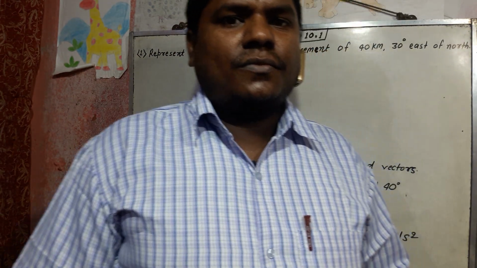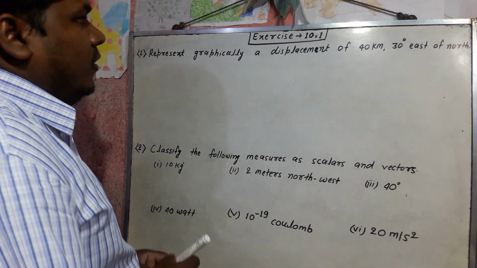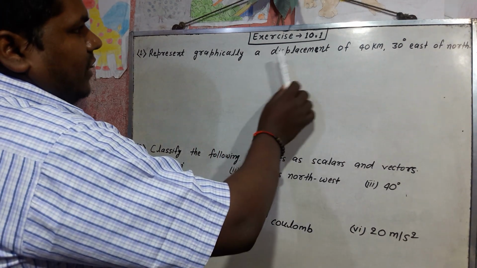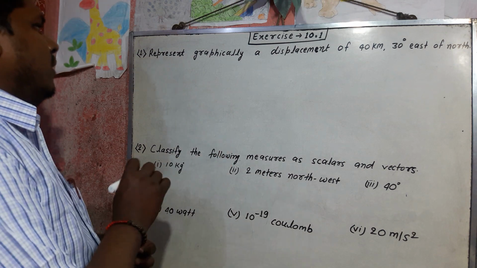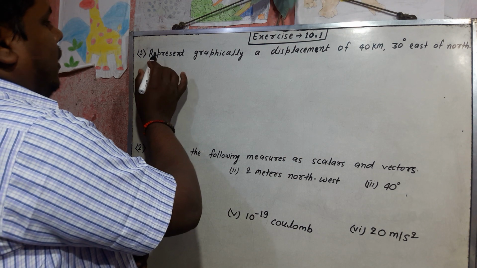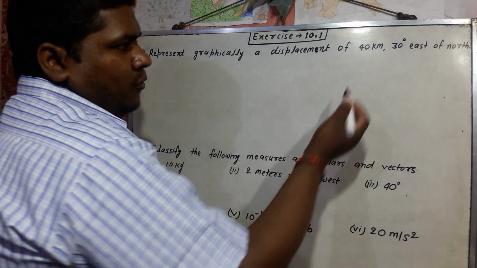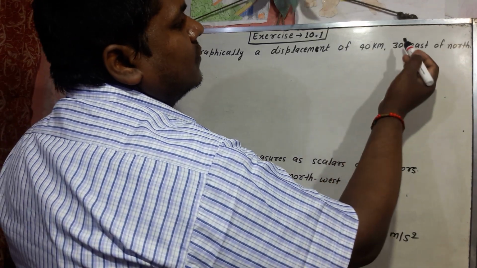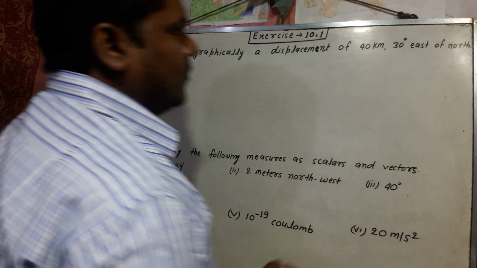Today we shall read about exercise 10.1. Number 1 question: Represent graphically a displacement of 40 kilometers, 30 degrees east of north.